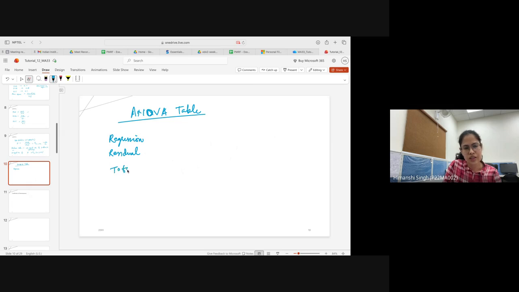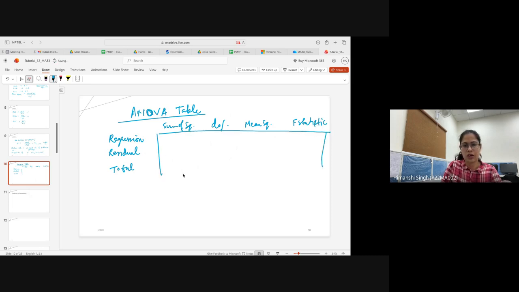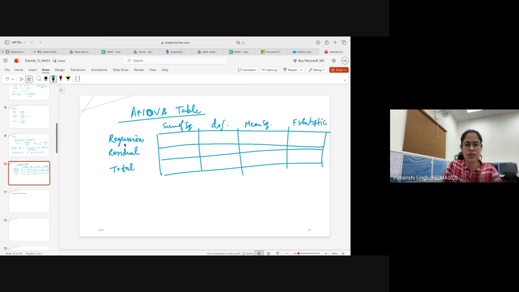So basically we have talked about sum of squares, so we need to find the sum of squares. Apart from that we have degrees of freedom, then mean square, then F statistic. These are the only things you need to calculate if you are talking about the ANOVA table. Just calculate these things, and that will be your ANOVA table. Whatever it is, this will be the sum of squares due to regression.